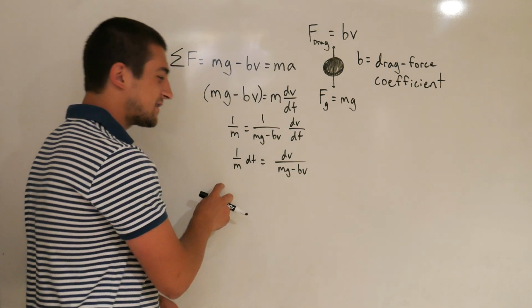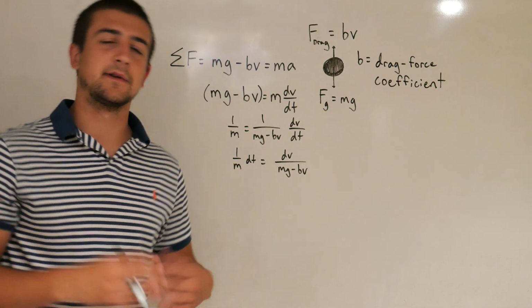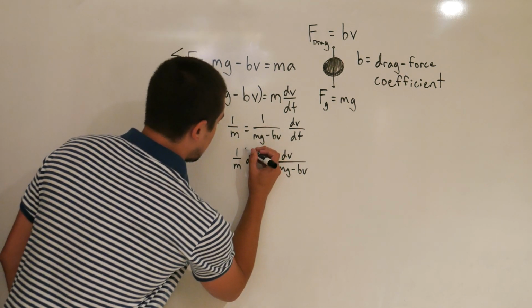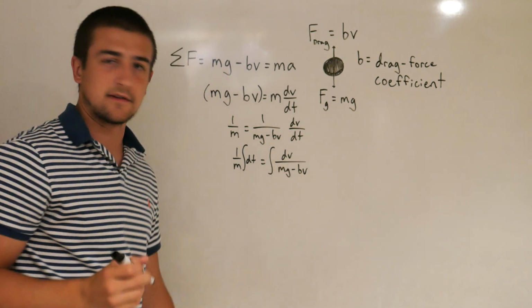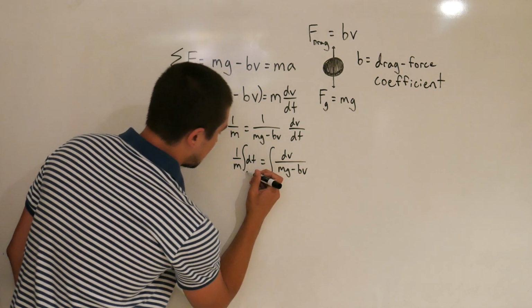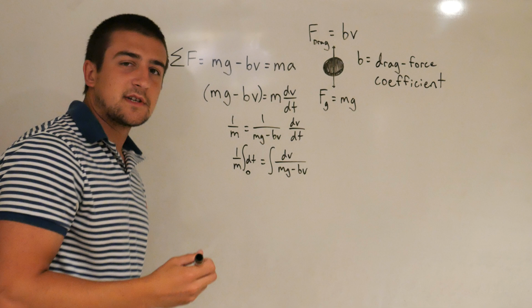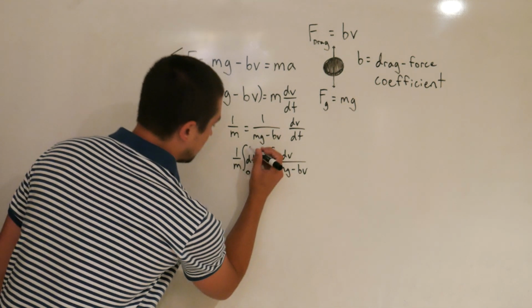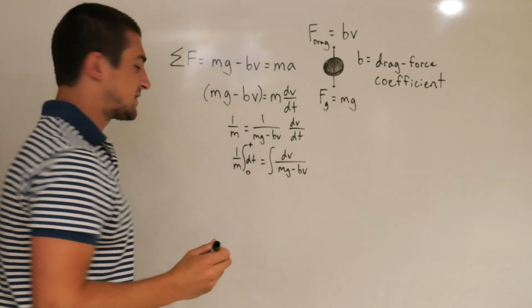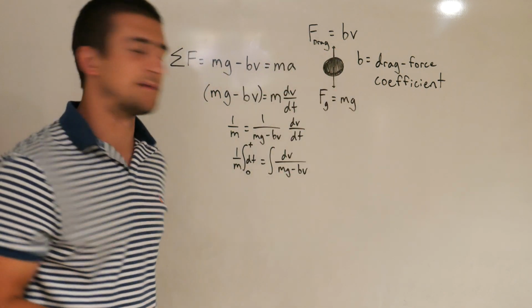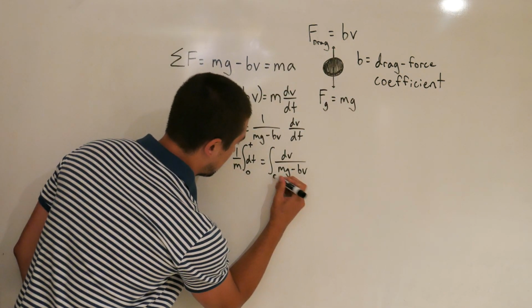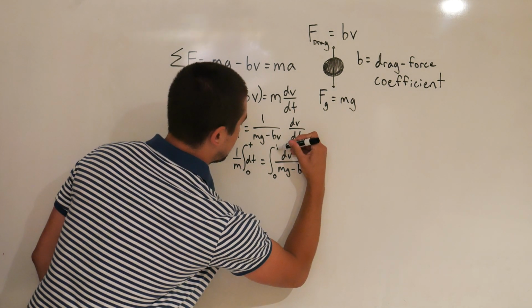We have all the t's on this side and all the v's on this side, so now we can integrate both sides, in terms of time on the left and in terms of velocity on the right. And once again, at the start of the object's motion, t is equal to 0, and we're integrating from 0 to some time. And for velocity, we're going to assume that we're dropping the object again, so its initial velocity is 0, and we're going to integrate to some velocity v.